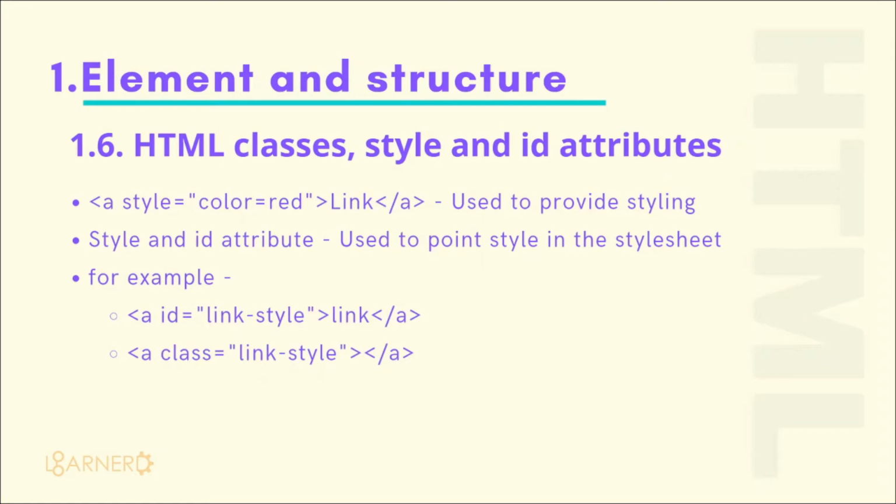So moving forward with the next topic, that is HTML classes, styles, and ID attributes. As we know, the attributes are providing additional information. There are many other global attributes which we will use extensively while coding HTML5. So there are three types of global attributes, like the classes, the styles, and the ID. So what are these three attributes doing?